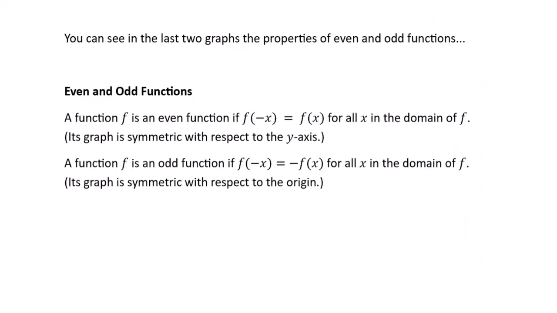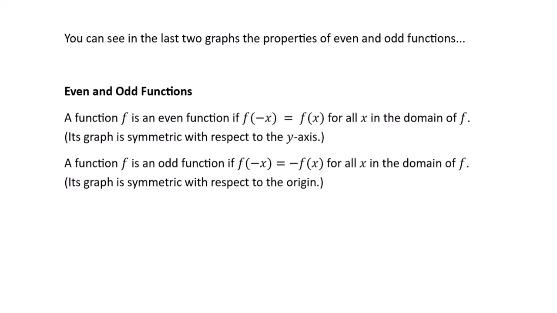The last two graphs show the properties of even and odd functions. And that's defined here. Even and odd functions: a function f is an even function if f of -x equals f of +x for all x in the domain of f. In other words, its graph is going to be symmetric with respect to the y-axis. And we can see that with that first example.